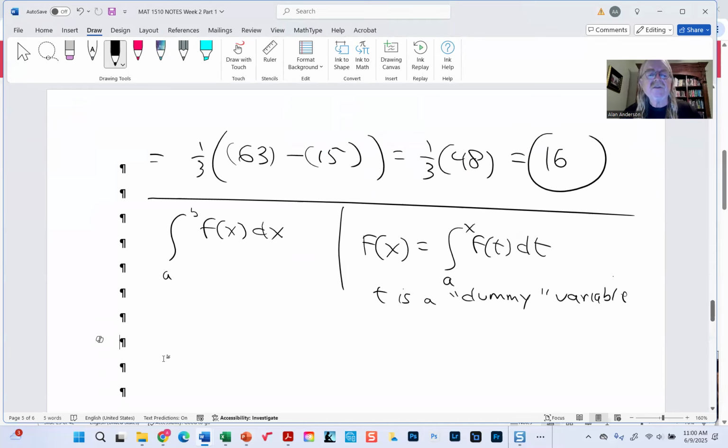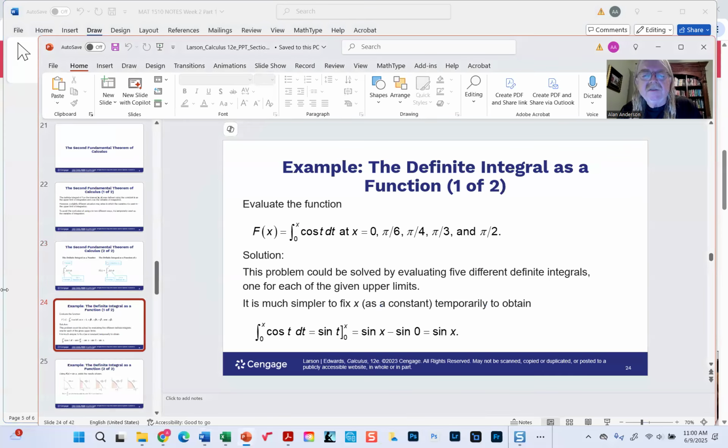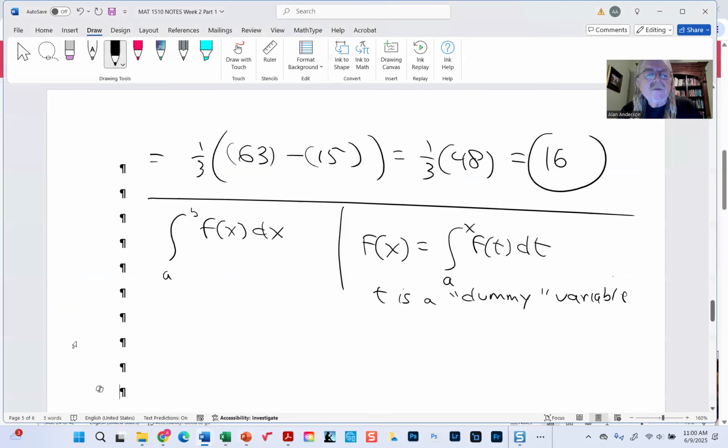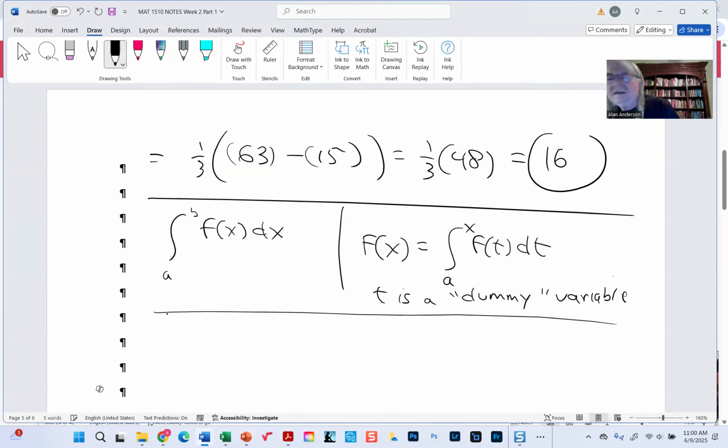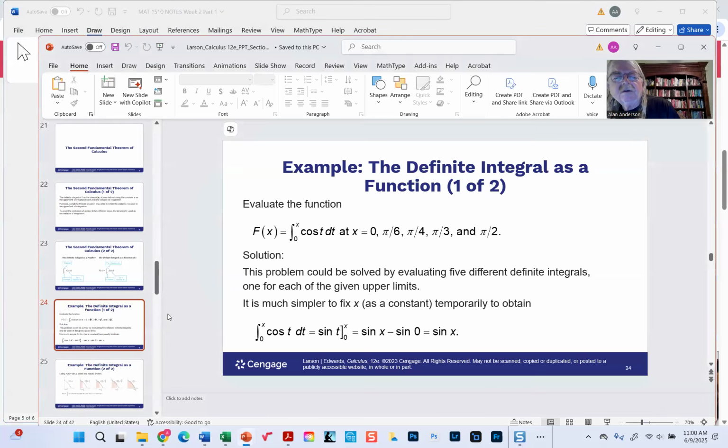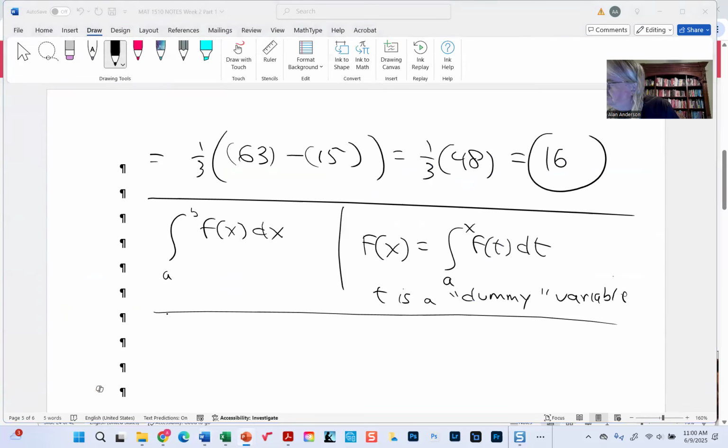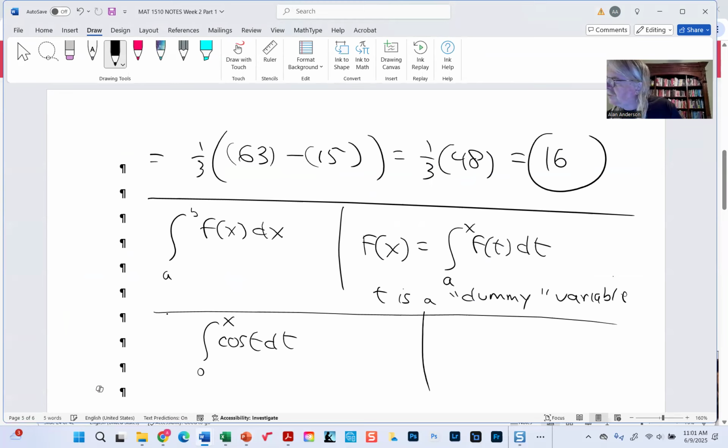So how exactly does this work? Let's see. Here's an example. Cosine t. So let's say we're interested in integrating the cosine over any interval from 0 to x. X could be literally any real number.